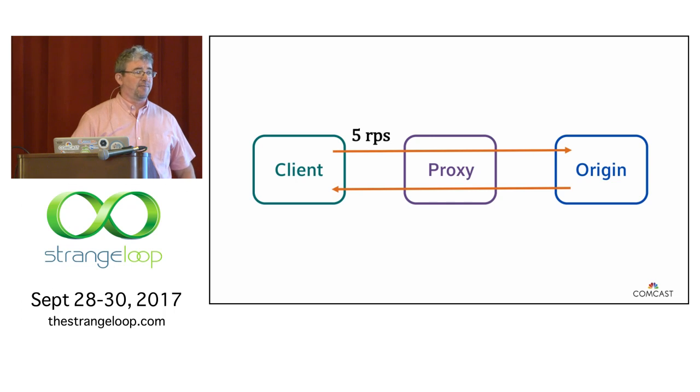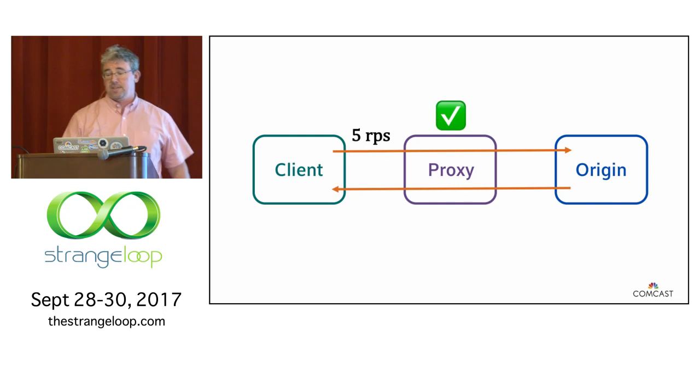So the client's sending 5 requests per second, right? And that's actually its quota, that's its rate limit. And so the proxy's like, yeah, go for it. That sounds good. But the origin was having problems, okay? So the origin is not happy.